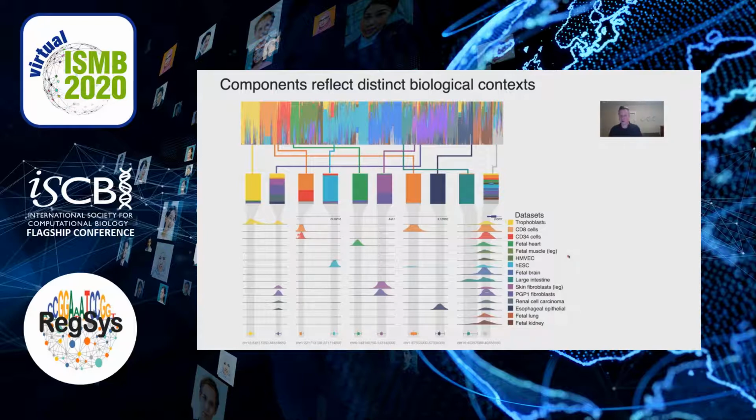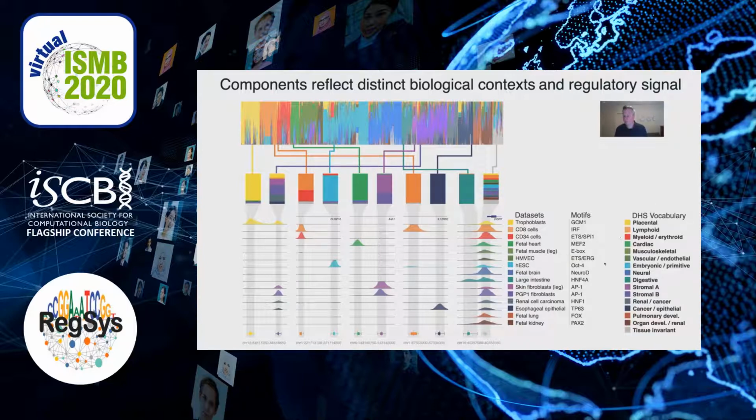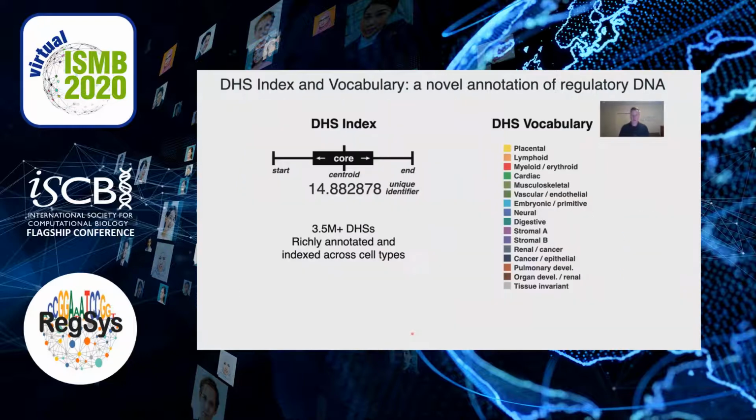And so we use this information of which data sets are most strongly associated with each component, along with which transcription factor motifs are most strongly enriched in DHSs in those components, to come up with an initial labeling, or a DHS vocabulary. Now, to simplify things a little further, going forward, we're simply going to assign every DHS to a single component, namely its majority component. And so now we have on the one hand a DHS index with more than 3.5 million DHSs with a lot of positional annotation, but we also have annotation in terms of their behavior across different cellular contexts in terms of this DHS vocabulary.